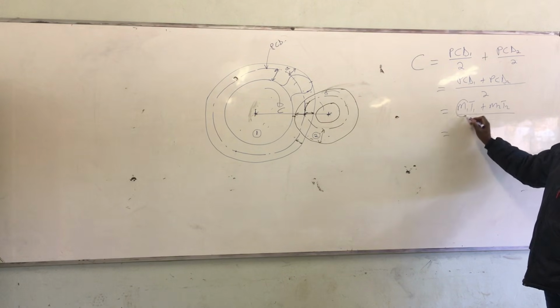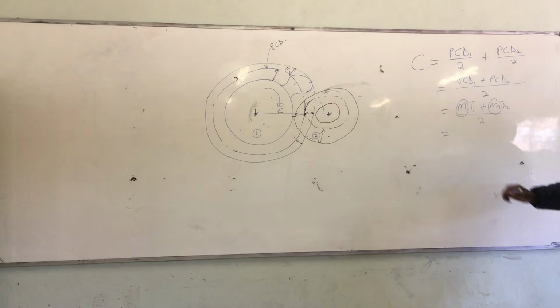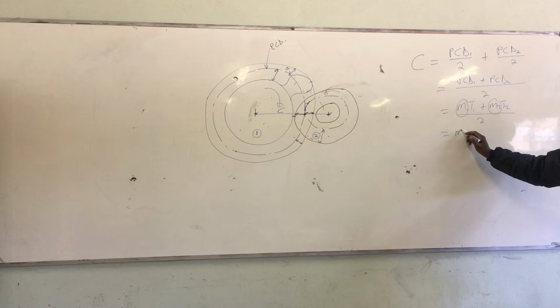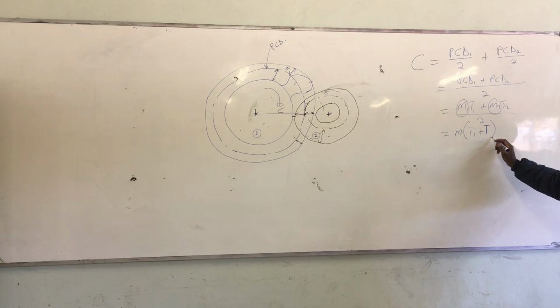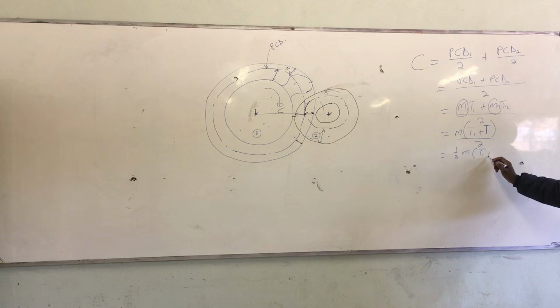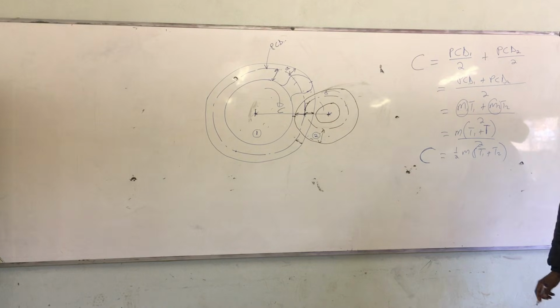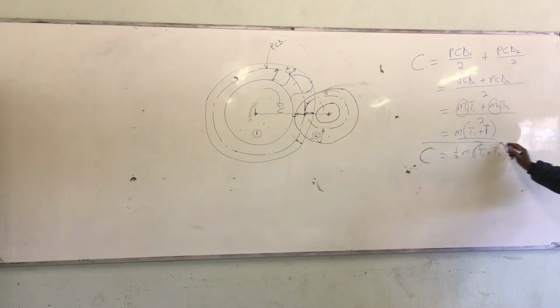This one and this one, didn't we say it's the same because they're meshing together? Yes. So therefore, we can take a common M, T1 plus T2 over 2, which you can even write in this manner. That is your center distance. This is the formula for your center distance.